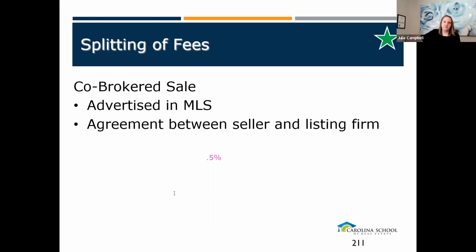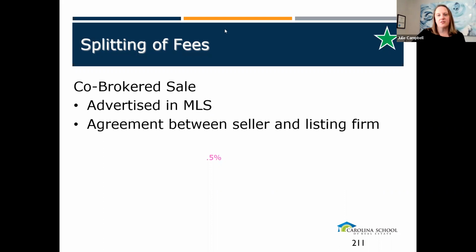The buyer. So the listing agreement, the seller agrees to pay the listing firm. The listing firm agrees to share their commission with whomever brings the buyer.